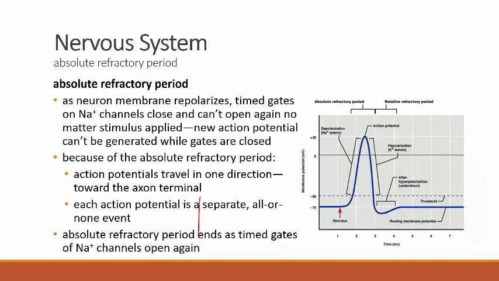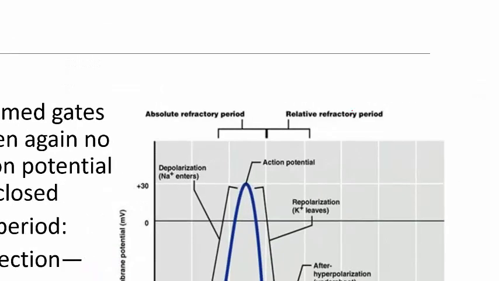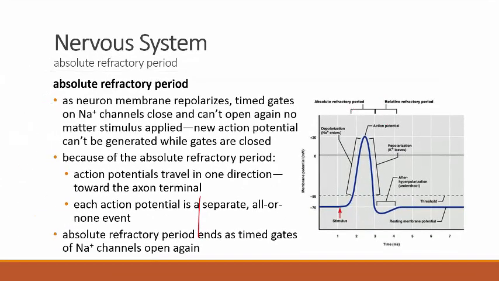Okay, the last thing then to talk about are the refractory periods. And we have two refractory periods that are associated with the action potential. A refractory period is a time when it is either difficult or impossible to start a new action potential. And so the absolute refractory period is this timing here.